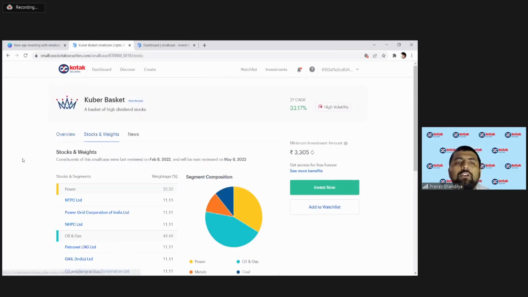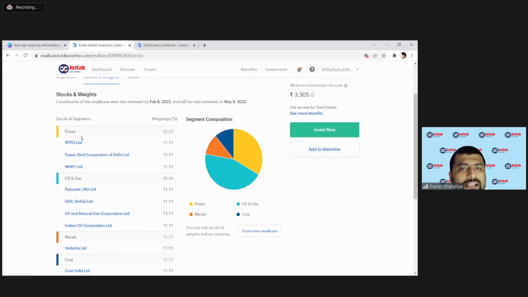Similarly, if you wish to find out the list of stocks that you're going to get by investing in any basket, what you can do is click on stocks and weights. By clicking on stocks and weights, you are able to see the list of sectors that this particular basket is taking exposure to. So you see a pie chart here, right? The pie chart basically shows different sectors. For example, power sector has 33% weightage, oil and gas sector has 44% weightage, metals has 11% weightage, and coal has 11% weightage. So that is what the pie chart is basically showing.